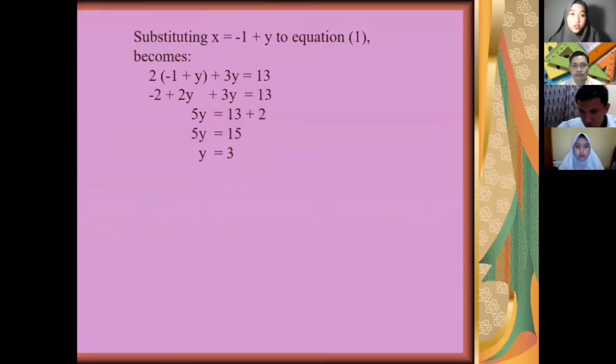And the second step is substitution. Substituting x equals negative 1 plus y into equation 1 becomes 2 in brackets negative 1 plus y, plus 3y equals 13. So negative 2 plus 2y plus 3y equals 13. And then 5y equals 13 plus 2, so 5y equals 15, and y equals 3.